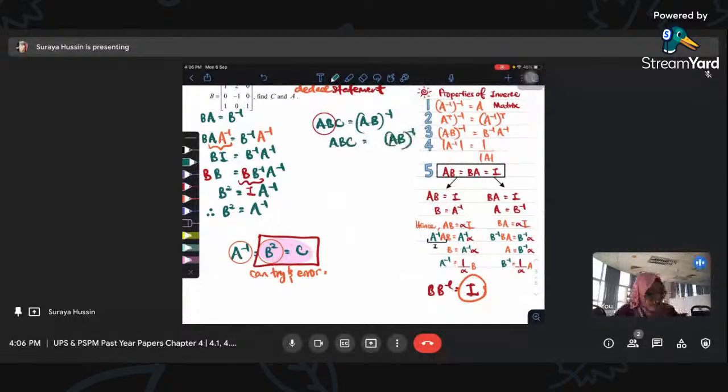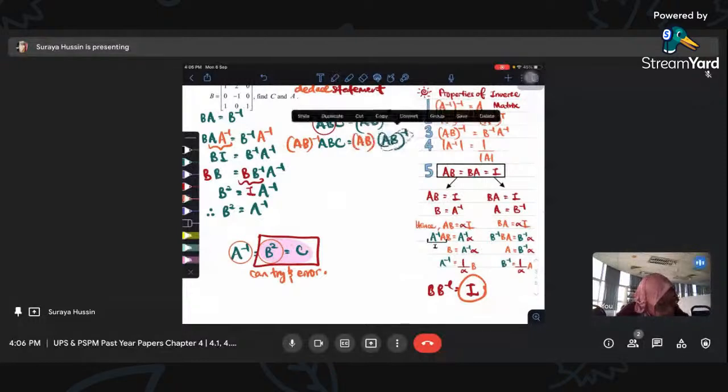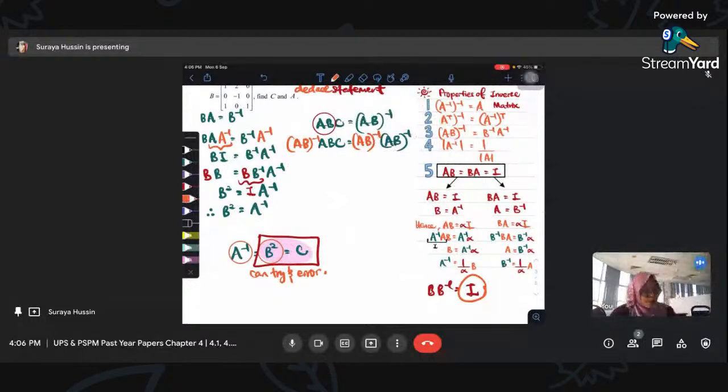I want to show you the magic by putting AB, the whole thing, to the power of -1. Yeah, that is what I want to do. I want to put inverse.